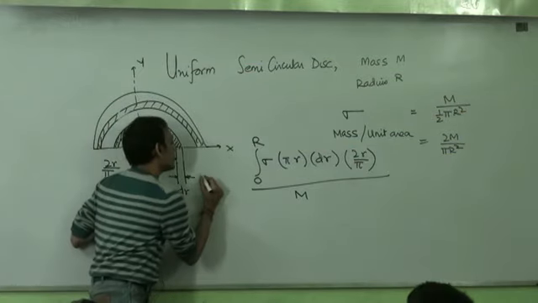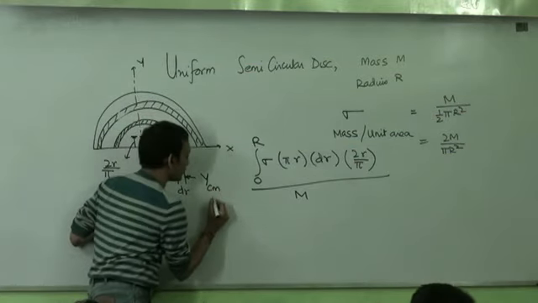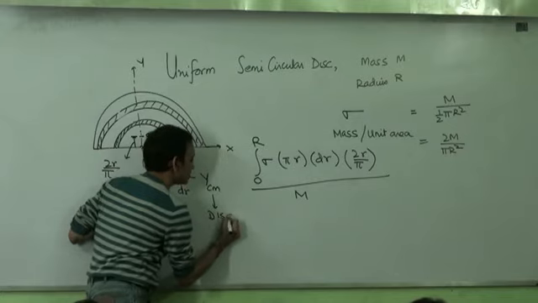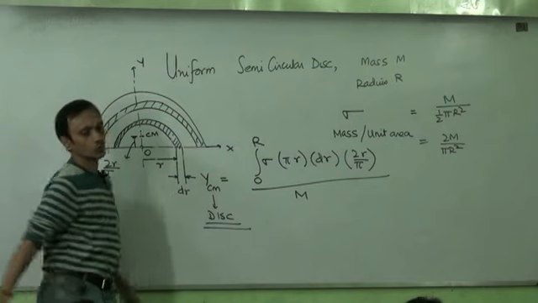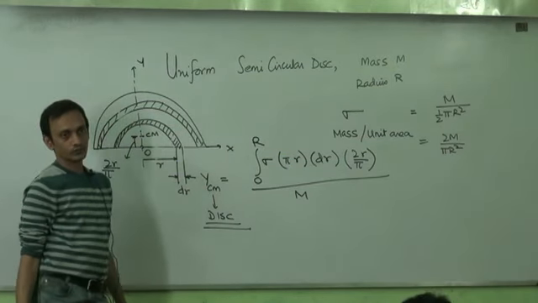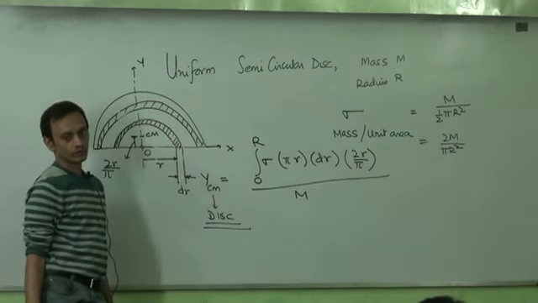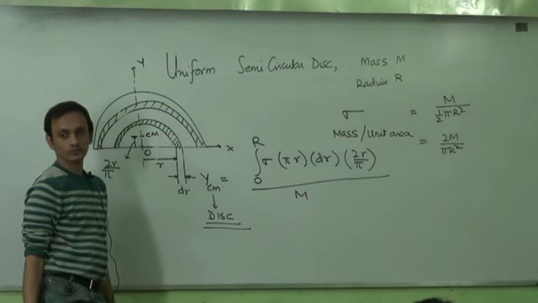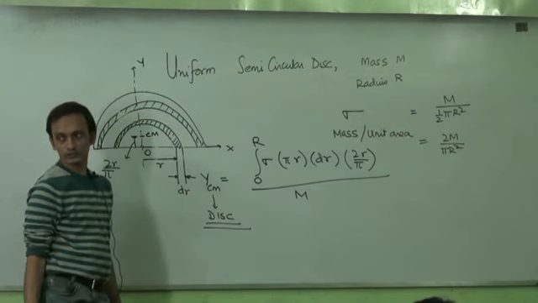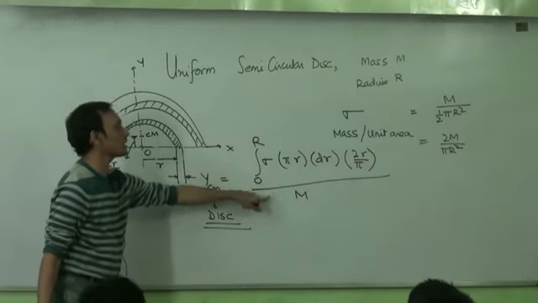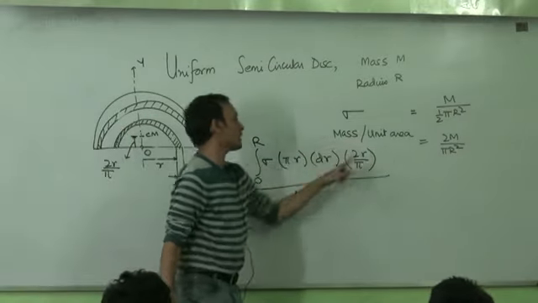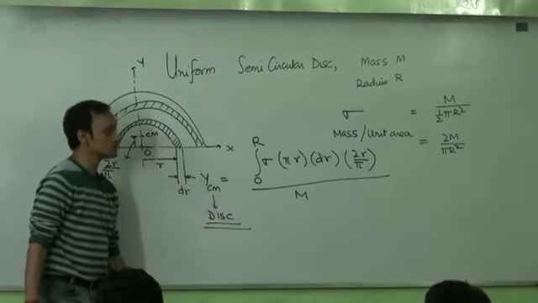That will give me what? The y coordinate of the center of mass of the disk. This will give me the y coordinate of the center of mass of the disk. Yes or no? Right? Can you quickly carry out this calculation and tell me, put sigma equal to 2m by pi r squared and tell me how much it is?